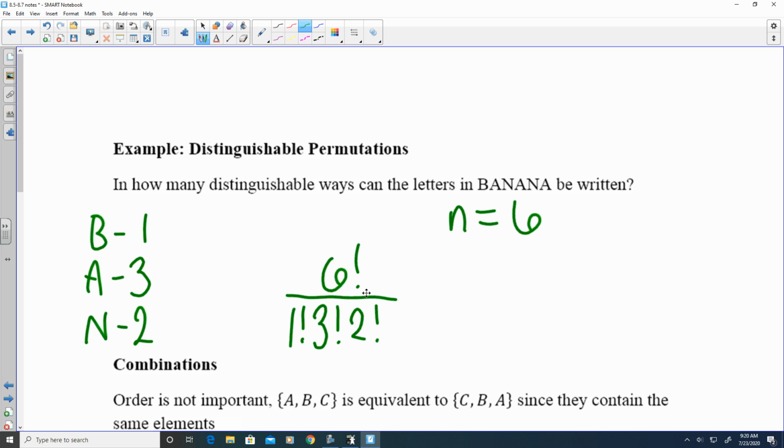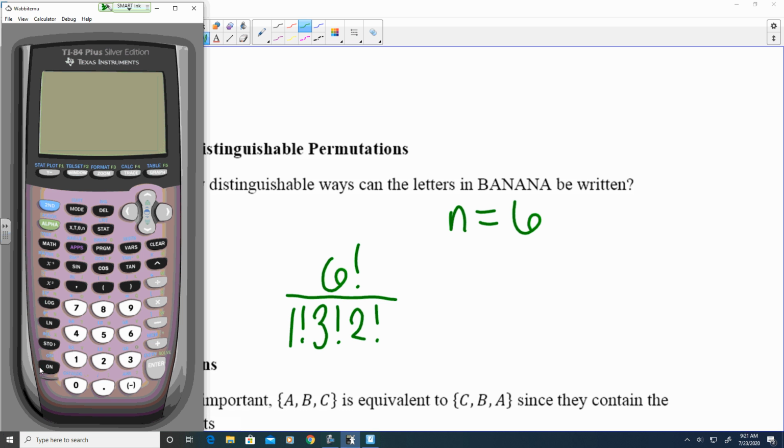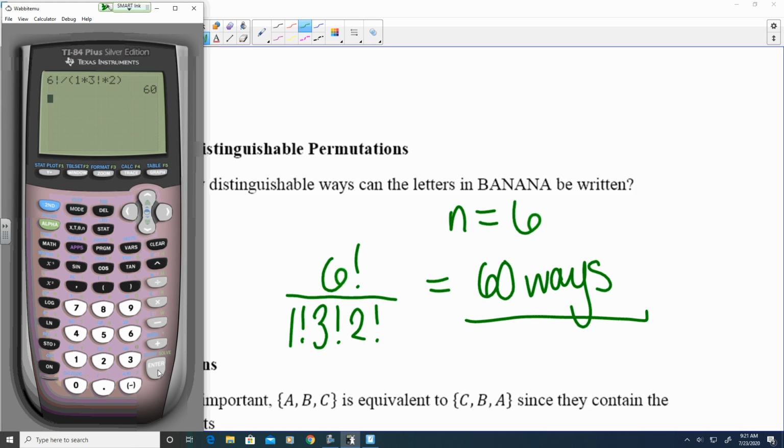If we don't want to do this the long way, just remember that there are factorial buttons. So I could do 6 factorial divided by 3 factorial and 2. I'm not going to do 1 factorial, I know that's just 1. I didn't do the factorial on the 2 either because I know that's just 2. Simplified out, that is 60 ways.